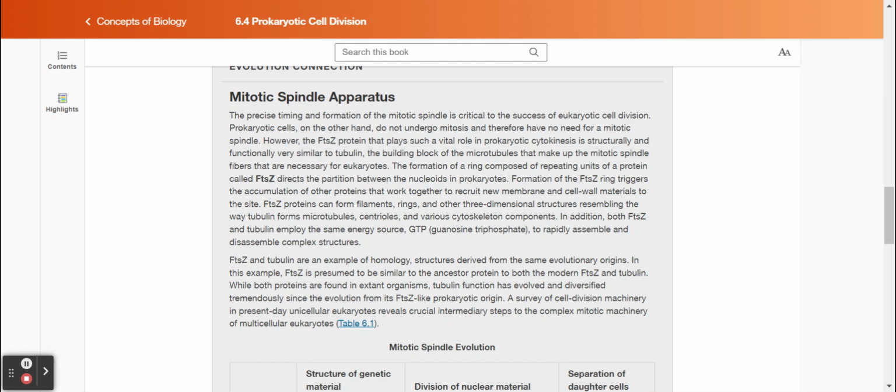The formation of a ring composed of repeating units of a protein called FtsZ directs the partition between the nucleoids in prokaryotes. Formation of the FtsZ ring triggers the accumulation of other proteins that work together to recruit new membrane and cell wall materials to the site. FtsZ proteins can form filaments, rings, and other three-dimensional structures, resembling the way tubulin forms microtubules, centrioles, and various cytoskeleton components. In addition, both FtsZ and tubulin employ the same energy source, GTP, or guanosine triphosphate, to rapidly assemble and disassemble complex structures.